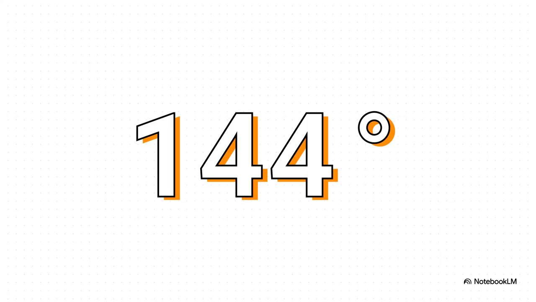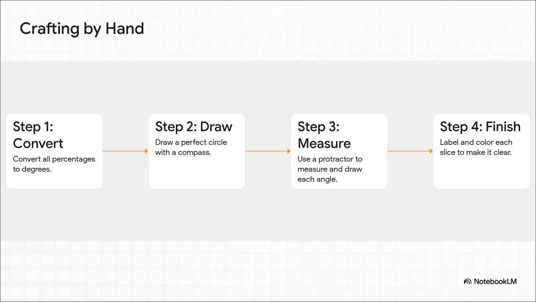Let's apply that to our Solomon example. For that big 40% trade slice, we take 0.40 and multiply it by 360. And that gives us 144 degrees. That is the exact angle we need to draw for our first and largest slice of the pie. So the whole process is pretty straightforward. First, you convert all your percentages into degrees. Then, you draw a nice clean circle with your compass. Next, you whip out the protractor to measure and draw each of those angles. And finally, the fun part, you label and color each slice to make it all clear.